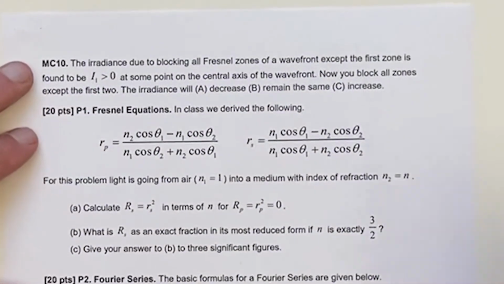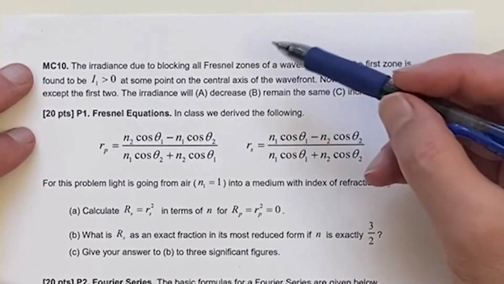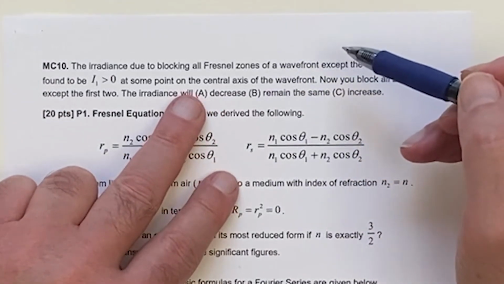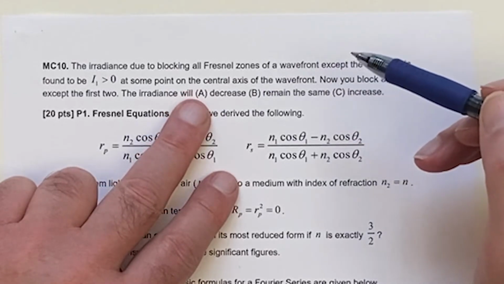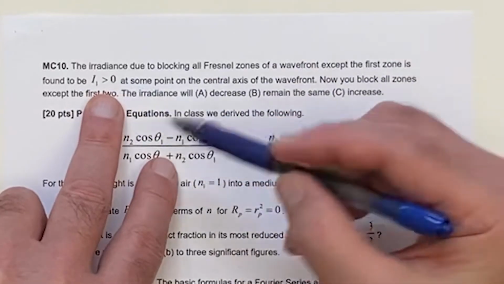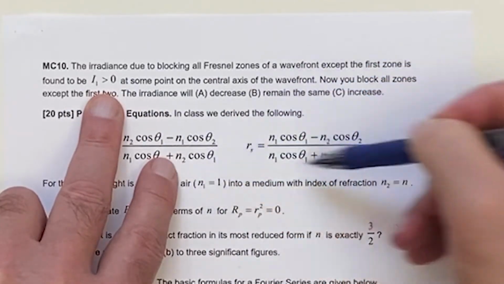Okay, now we're ready for one more. The irradiance, if you block all the Fresnel zones except the first one, then that's a certain value. Okay, we got that. And it says it's greater than 0 because you have to be careful. It depends on where you are along the axis.